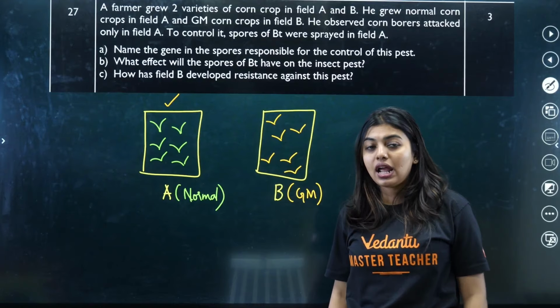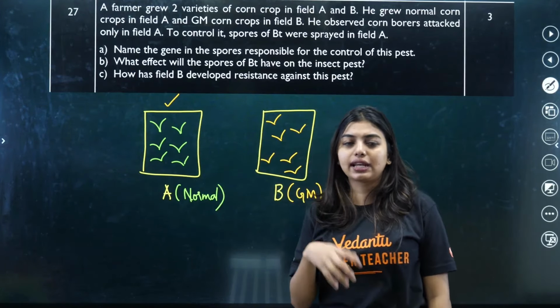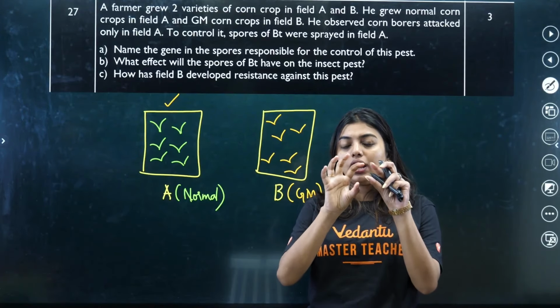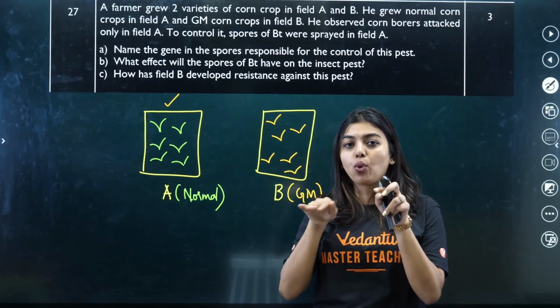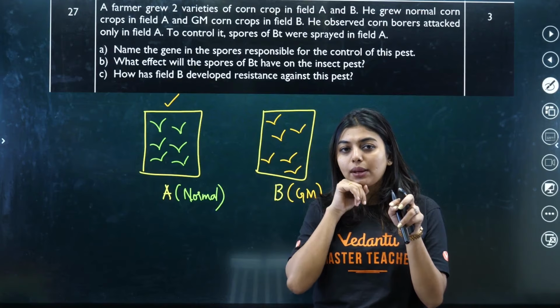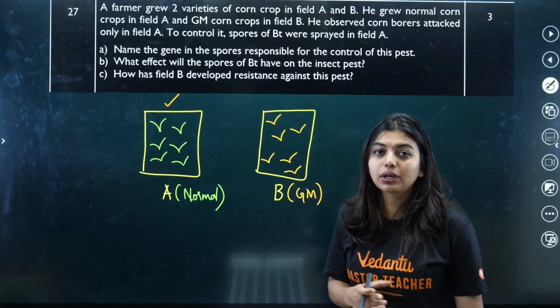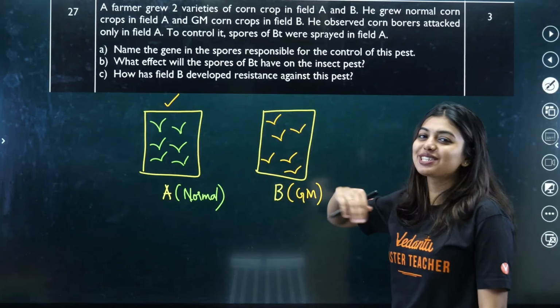Now, how do they work? At a certain pH, they will enter the larvae of the insect. Now, what do they do? Going inside the stomach, they will start attacking the lining of the gut, and they will start making pores. Now, when they start making pores, what happens, students? Slowly, the larvae will die. That is how this BT works. BT, Bacillus thuringiensis.